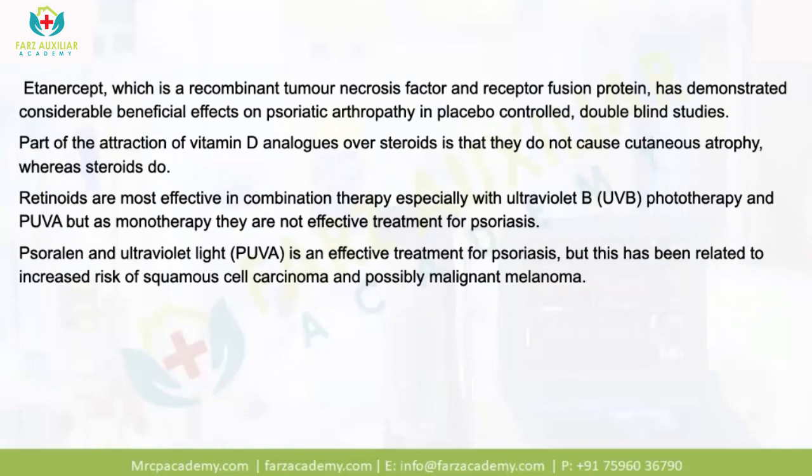Etanercept, again a recombinant tumor necrosis factor receptor fusion protein, demonstrated considerable beneficial effects in psoriatic arthropathy in placebo-controlled double-blind studies. Part of the attraction of vitamin D analogs over steroids is that they do not cause skin atrophy, whereas steroids do. Retinoids are most effective in combination with UVB phototherapy; as a monotherapy, they are not very effective. Psoralen and ultraviolet A is effective therapy for psoriasis, but this has been related to increased risk of squamous cell carcinoma and possibly malignant melanoma.